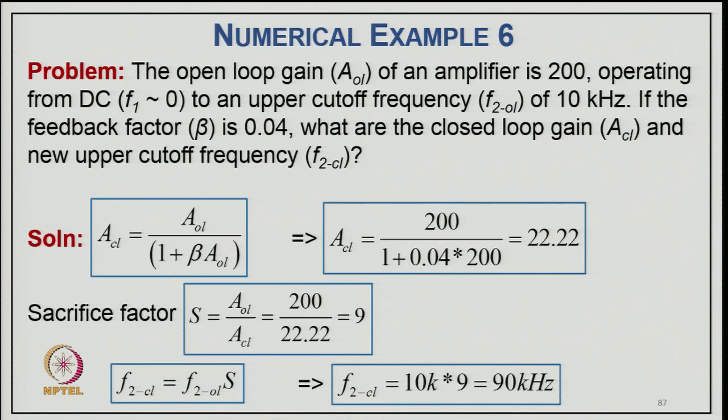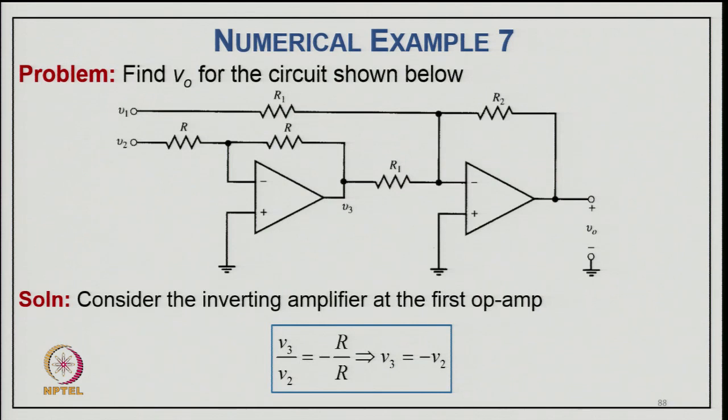And the sacrifice factor we can find out from A_O1 by A_C1, that is 200 by 22.22, that is 9, and f2C equal to f2 of open loop times the factor, so it becomes f2 closed loop equal to 10 kilohertz into 9, that is 90 kilohertz. Now, coming to problem 7, the problem is to find out V_O for the circuit shown here.